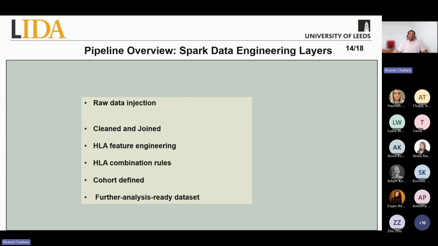So the pipeline really is to produce a Spark data engineering layer. We ingested raw data from different sources, even though they're in one system in the UKB RAP, they are still in different sources and segregated from each other. So we needed to ingest this raw data from these sources. We cleaned and joined them. We did feature engineering where we provided a combination rule, and we used it to define the cohort for further analysis.